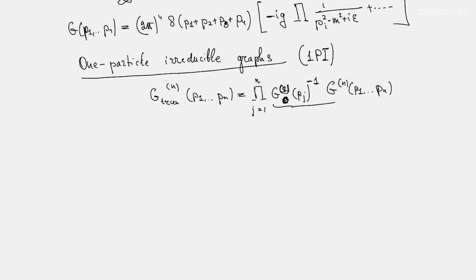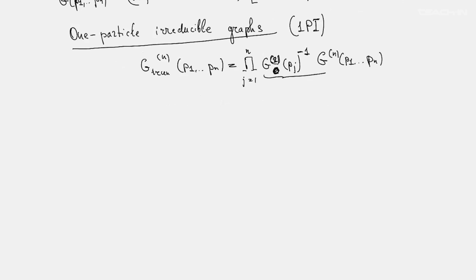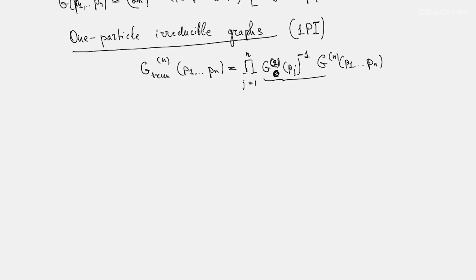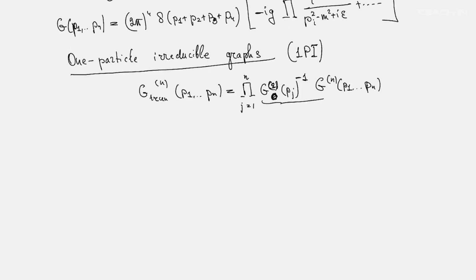So a one-particle irreducible diagram is a connected diagram that cannot be made disconnected by cutting a single internal line. So once again, one-particle irreducible graphs are graphs which cannot be made disconnected by cutting a single internal line in these truncated Green's functions. Now, let's have a look at an example which makes this concept very clear.